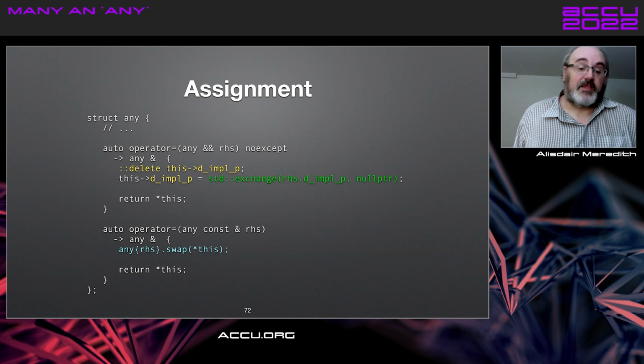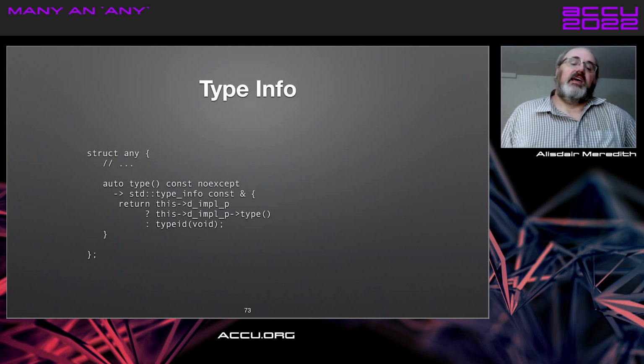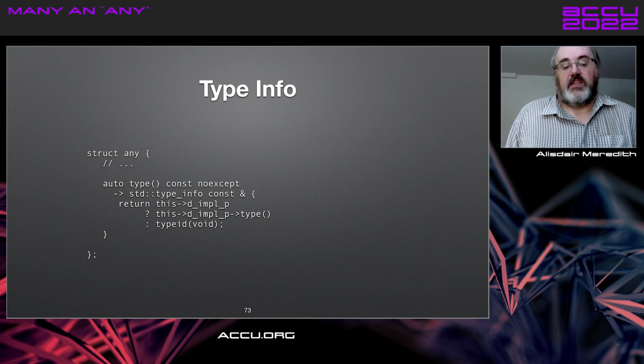On the copy assignment operator, though, we're back to the old world because making those clones and things is not something you're going to want to manipulate by hand. There's no good reason to break the encapsulation by that. The type info function. Now, again, it has to check if impl p is there. And if it's there, I can then call the type function, and otherwise I return type ID of void as before.